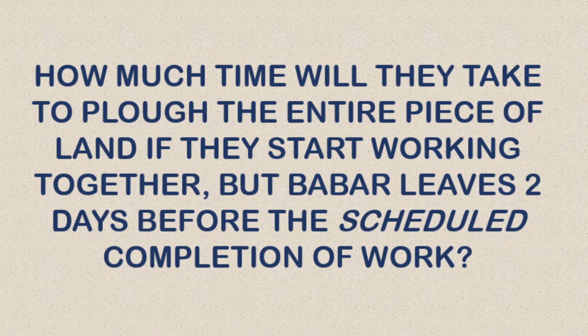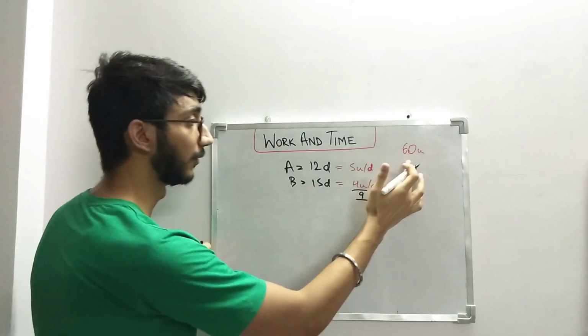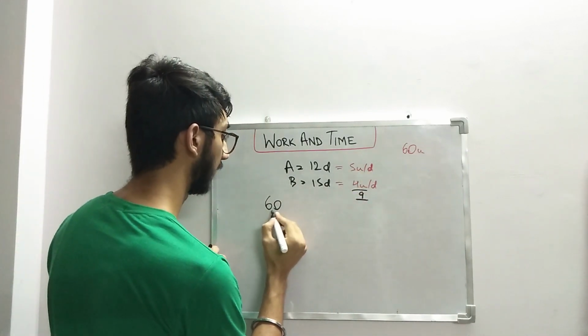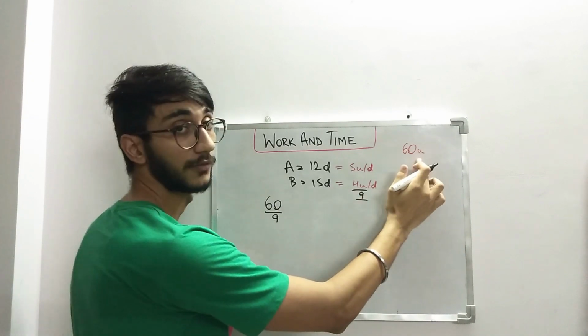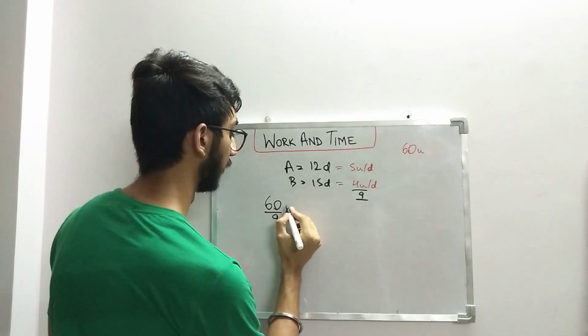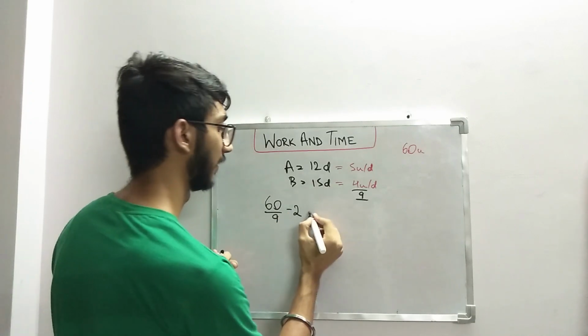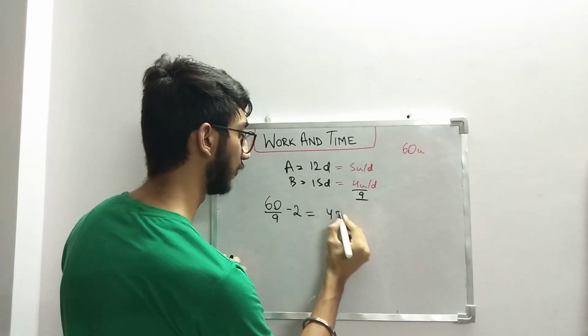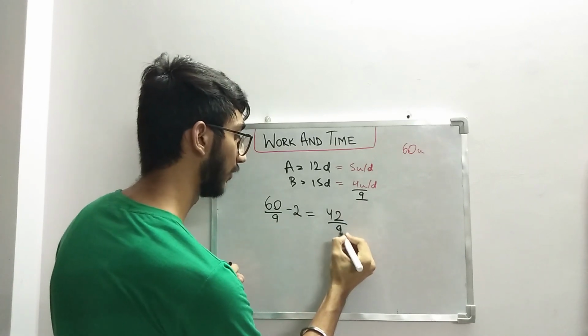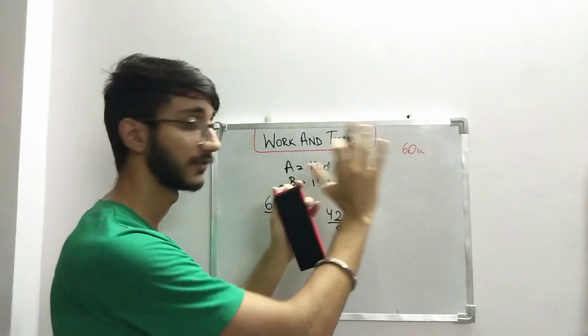So in the next part, we have how much time will they take to plow the entire piece of land if they start working together, but B leaves 2 days before the scheduled completion of work, not actual completion of work, right? So the scheduled completion of work was 60 upon 9 days because total work was 60 and 1 day work was 9. So 60 upon 9 days was the scheduled work, but 2 days before B left. So that means 60 minus 18 is 42 by 9. That means together they completed 42 units out of 60 units.